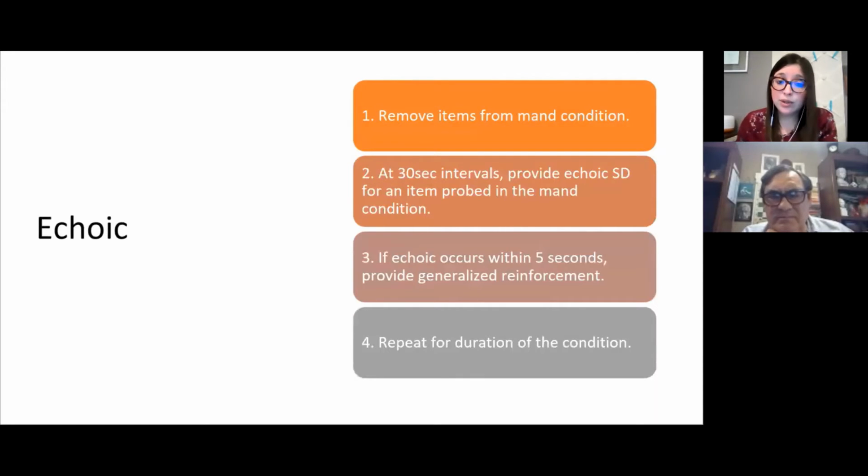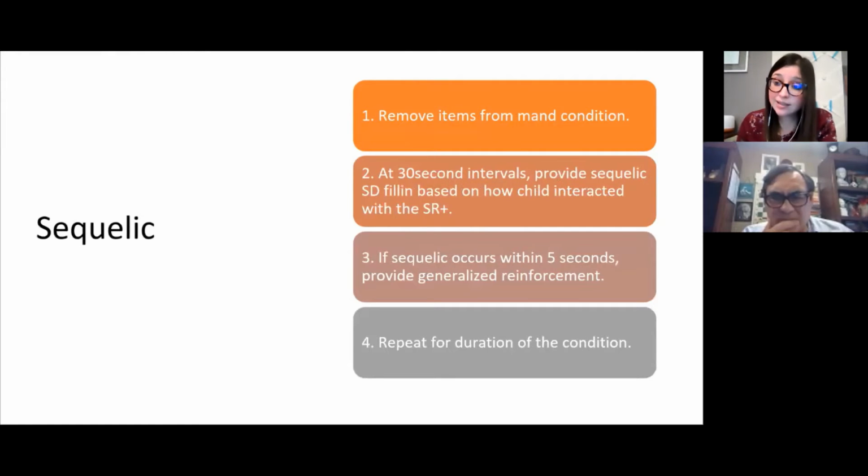For the echoic, we similarly remove that item from the MAND condition. At 30-second intervals, we provide the echoic SD, say "ball." If the echoic occurs within those 5 seconds, we provide generalized reinforcement and we repeat for the duration of the condition. And lastly, for the sequelic or the intraverbal, we remove that item from the MAND condition. At 30-second intervals, we provide the sequelic SD, a fill-in, making note of however the child played with that item and how they interacted with it. If the sequelic or the intraverbal occurs within those 5 seconds, we provide generalized reinforcement, and we repeat for the duration of that condition.